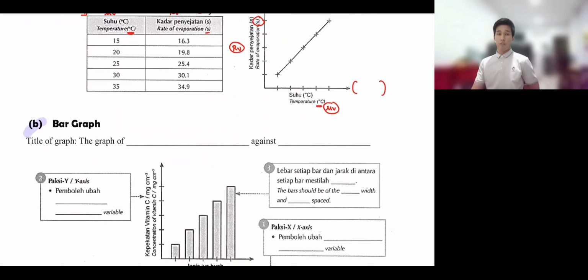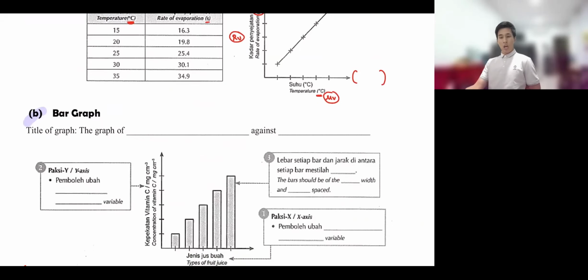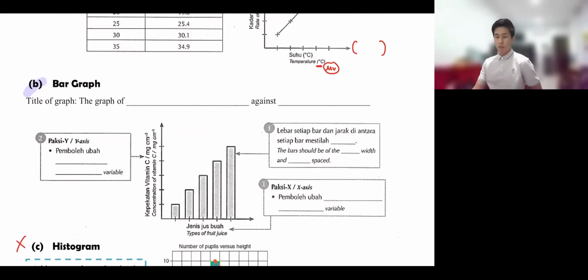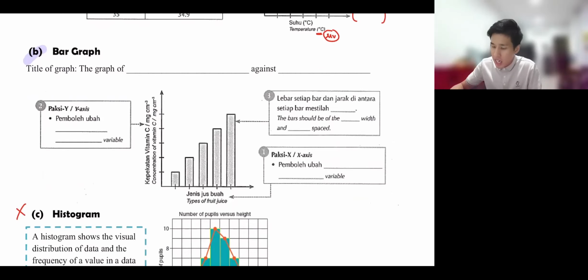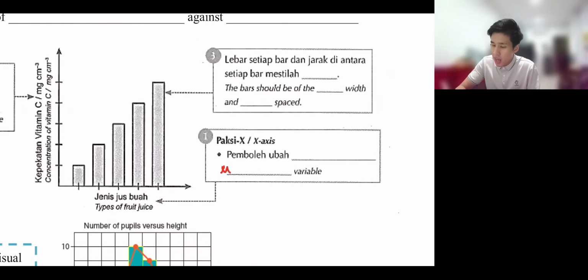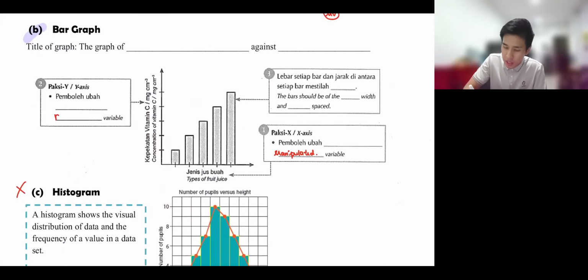Okay, then we have another graph over here, from a different experiment, whereby you can see the x-axis is type of fruit juice and the y-axis is concentration of vitamin C. So here is the same thing. The x-axis is always the manipulated variable, and the responding variable is on your y-axis. So in this experiment, I'm using different fruit juices, and I want to test each fruit juice's concentration of vitamin C. So it's a legit experiment that next time we will actually do.